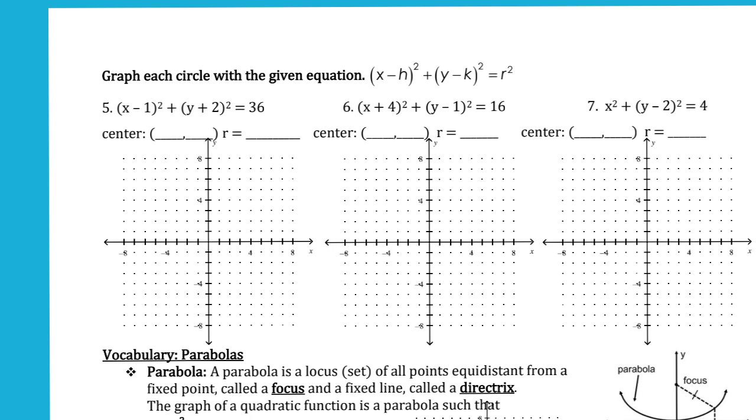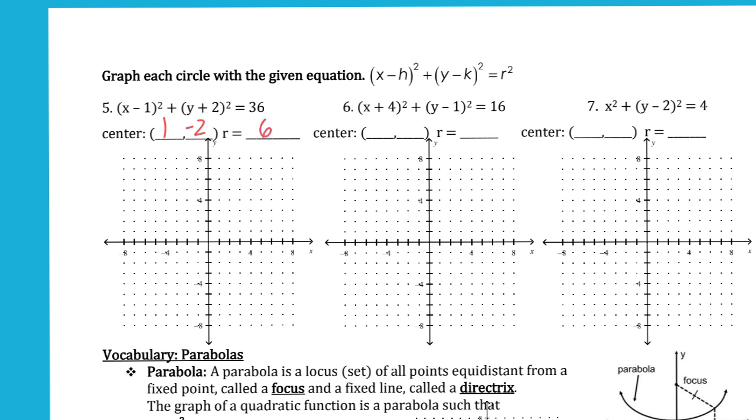when you see the actual problem and you see x subtract 1, it looks like -1. Well, you just do the opposite of what you see. So the center would be at 1, and it says y plus 2, so that would be at -2. So the center is going to be 1, -2. And the radius equals the square root of 36, which is 6.